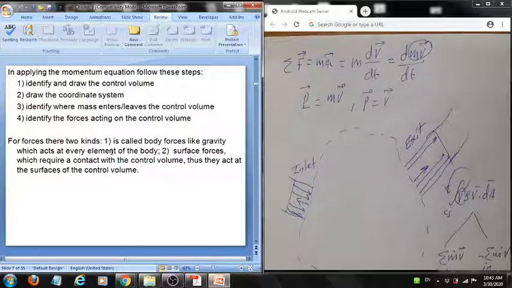We need to remember there are two kinds of forces. We have body forces, which are like gravity, which acts at every element of the body without being in contact with the surface of the earth. And we have surface forces, which require contact with the control volume, like friction forces.